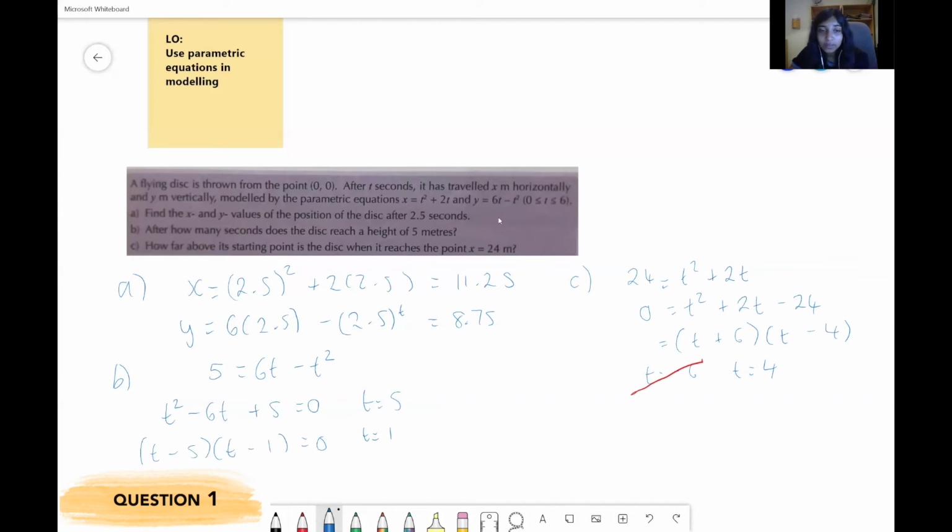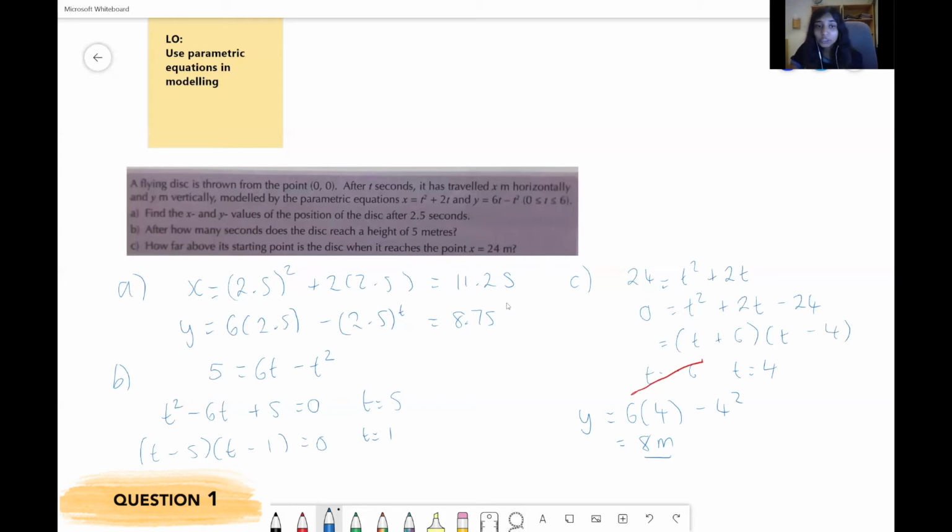So now we want to find the height. We want to find out what y is when t equals 4. So y is 6 times 4 minus 4 squared. It'll just be 24 minus 16, which is just 8 meters. So it will be 8 meters above its starting point when it reaches x equals 24 meters. So that's the answer to the first question.